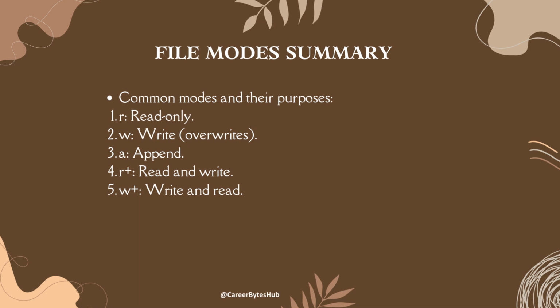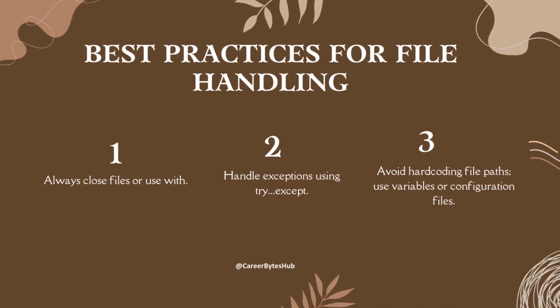Before we wrap up, let's go over some best practices for file handling. First, always close files or use the with statement to avoid resource leaks. Second, handle file-related errors using try, except blocks to make your code more robust. Third, avoid hard-coding file paths, use variables or configuration files instead. Following these practices ensures your file handling code is efficient, secure, and easy to maintain.